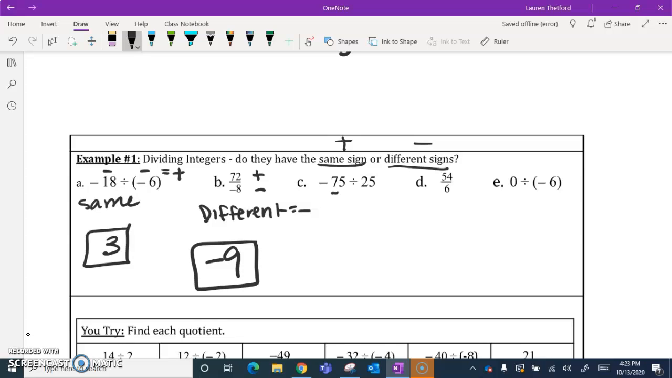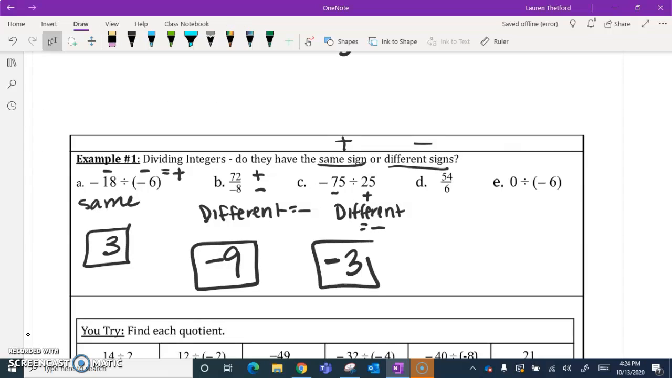We have a negative and a positive. These are different signs, which means a negative answer. So that's going to be negative. 75 divided by 25 is 3. Think of it like quarters. If I had 75 cents and I'm dividing it by quarters, which is 25 cents, then I have 3 quarters.